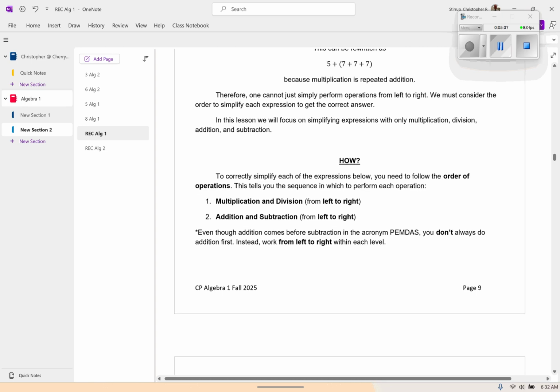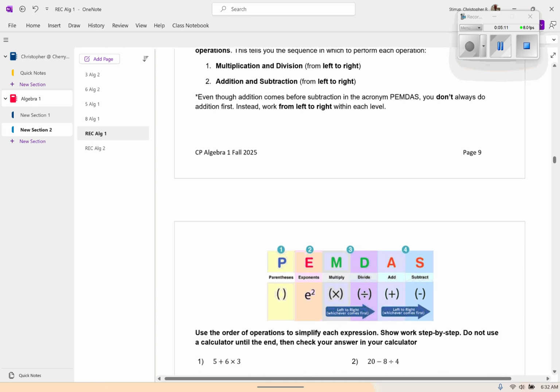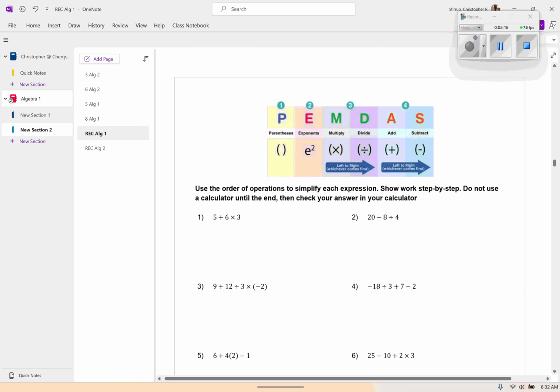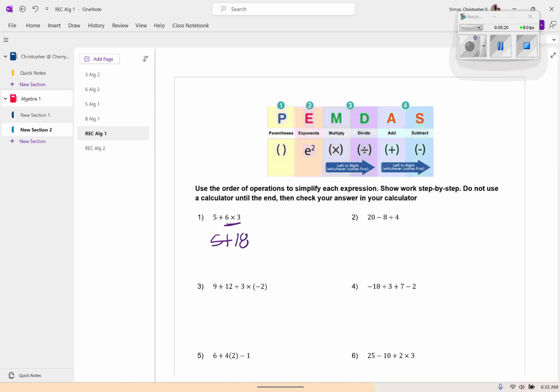You multiply and divide left to right. You add and subtract left to right as well. So that's kind of something to think about. So if we were to do this problem, the first thing that you want to do, you have multiplication. So you want to do that first. So you get 5 plus 6 times 3 is 18. And then that's 23.